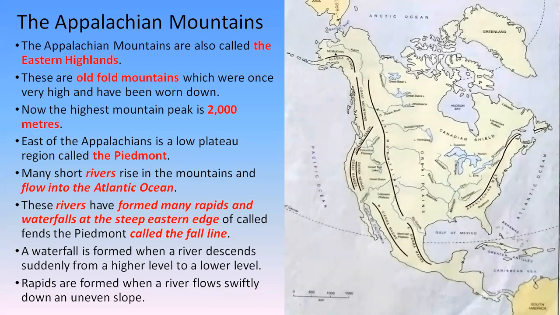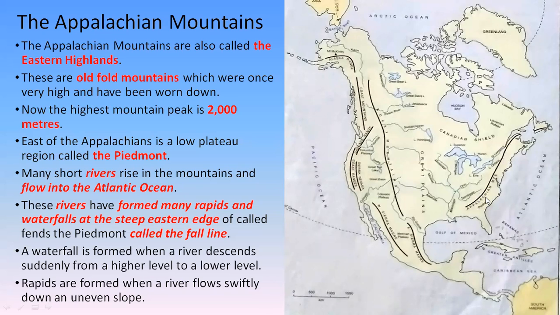East of the Appalachians, between the mountain range and the Atlantic Ocean, is a low plateau region called the Piedmont. This is the eastern side of the Appalachian area. Low plateau region means the height is comparatively low, and this region is called the Piedmont. It is written over here. This region is called Piedmont.